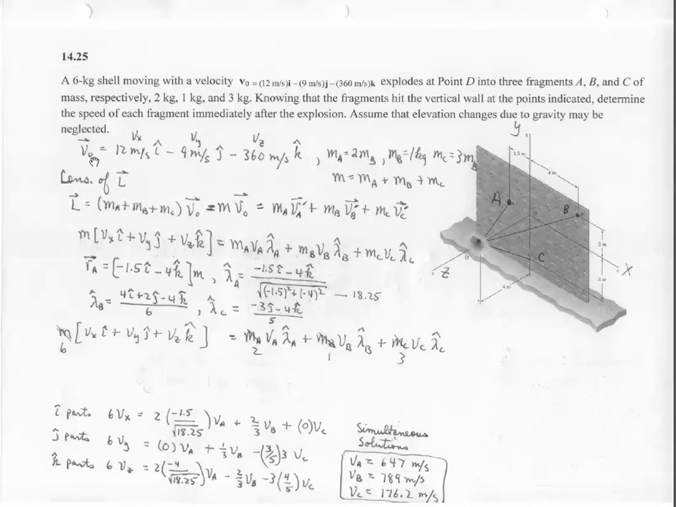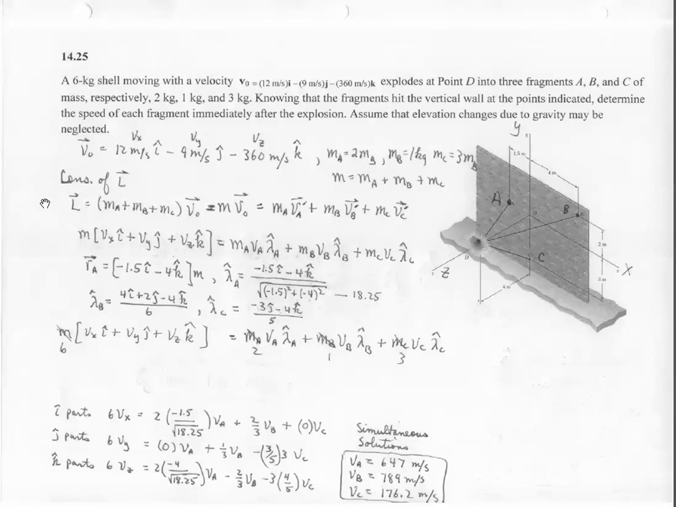All right, so what we have for the initial velocity then is 12 meters per second i, minus 9 meters per second j, minus 360 meters per second k. I'm going to call it Vx, Vy, and Vz. And here are the masses. Ma is 2 kilograms, Mb is 1 kilogram, and Mc is 3 kilograms. M is the total mass, which turns out to be 6 kilograms.